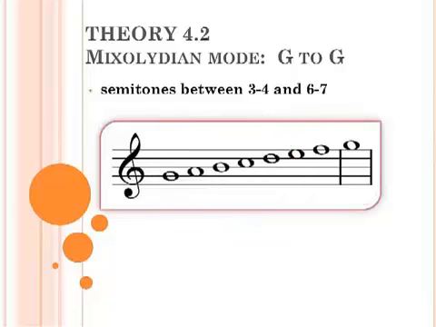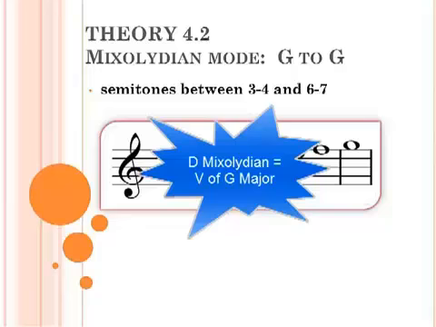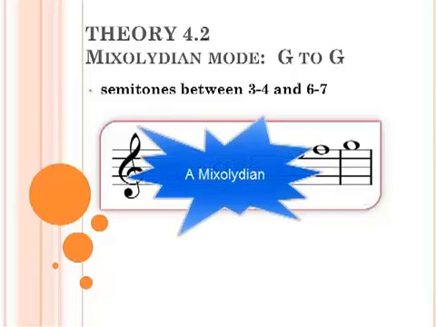The D Mixolydian mode is related to the key of G major because D is the dominant of G major. And it sounds like this. The E Mixolydian mode is related to the key of A major because E is the dominant of A major, and it sounds like this.